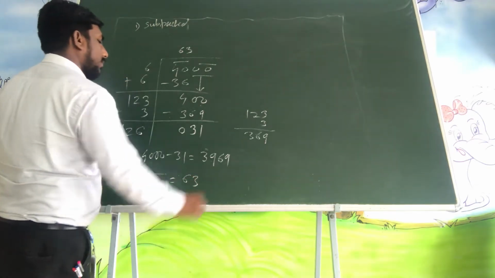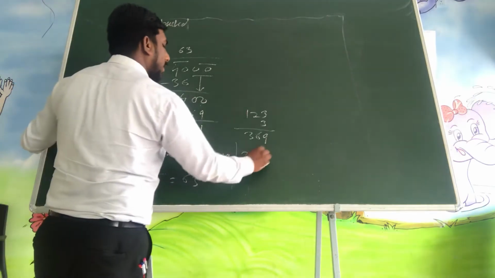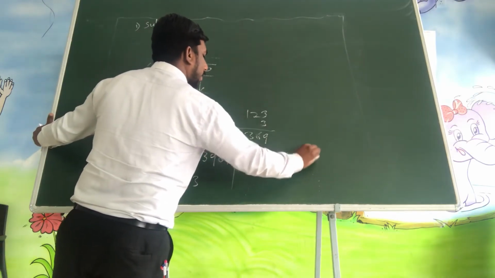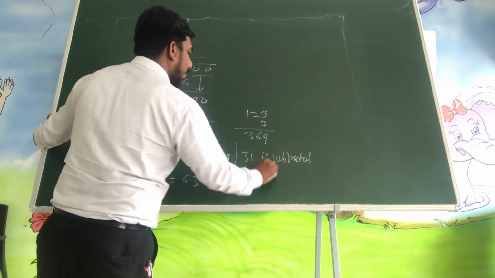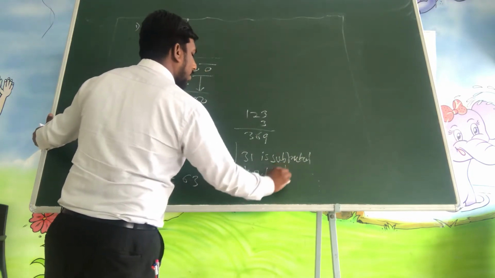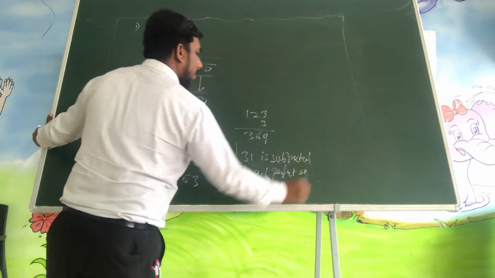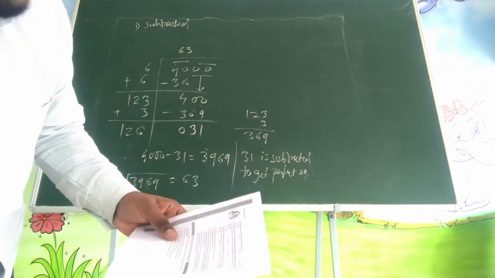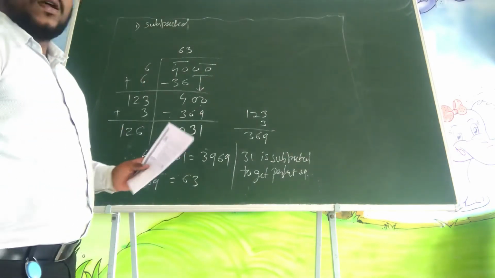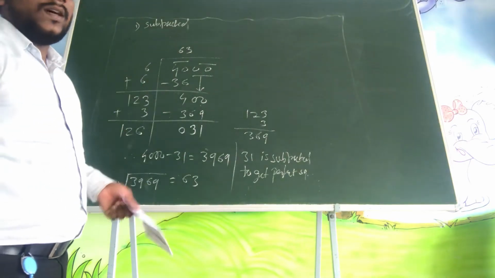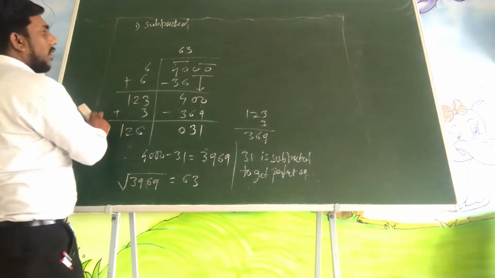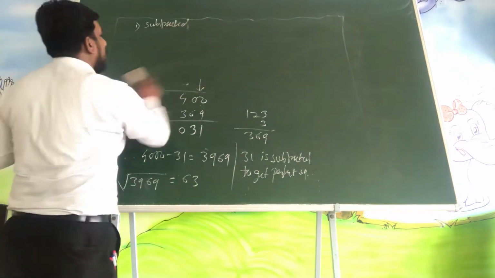63, and 31 is subtracted to get a perfect square. Okay, so this is done for the subtraction of the number. Now same as it is we have to do for the addition. So this concept understood. We can go for the next, for the addition.